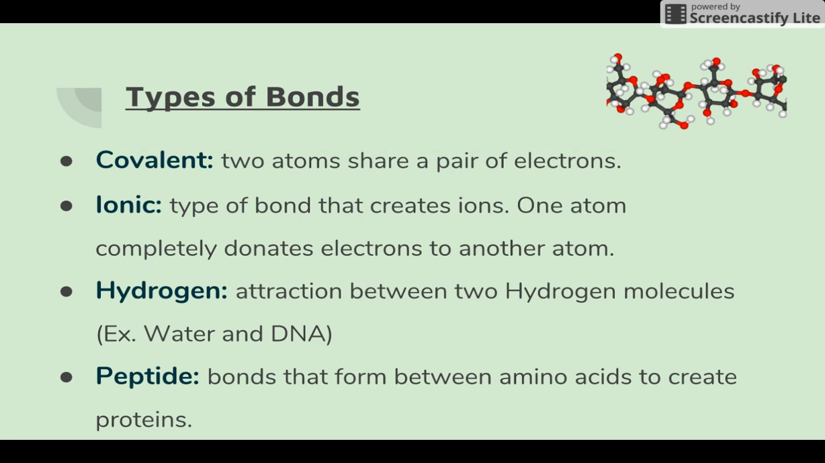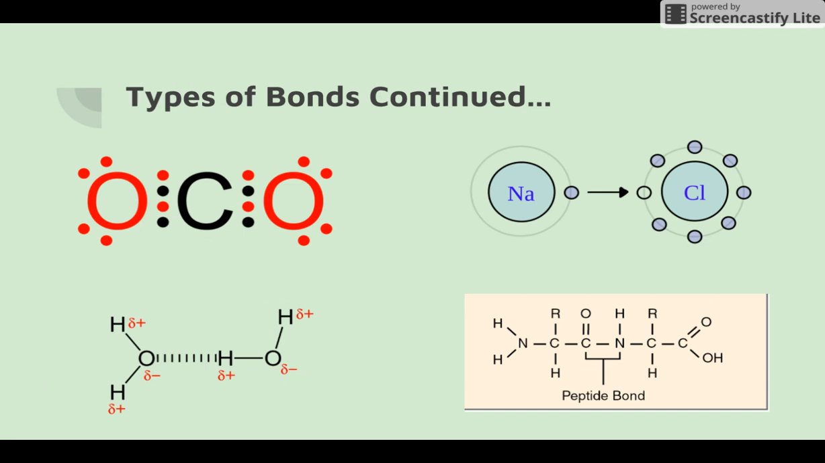So now that we kind of know what elements are and what compounds are, we have to learn how compounds are formed. There are 4 main types of bonds that I would like you to be able to understand. The first is a covalent bond. A covalent bond is when 2 atoms share a pair of electrons. We're going to flip back and forth between slides here so you can see a picture. That would be this first one here in the upper left.